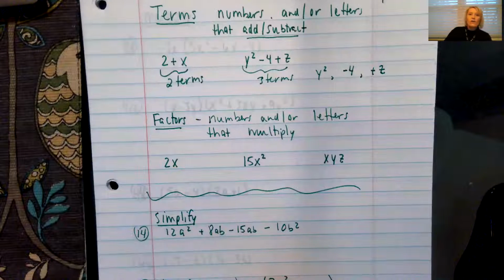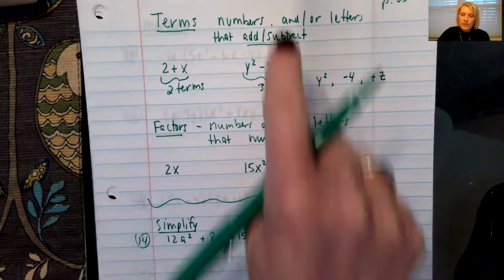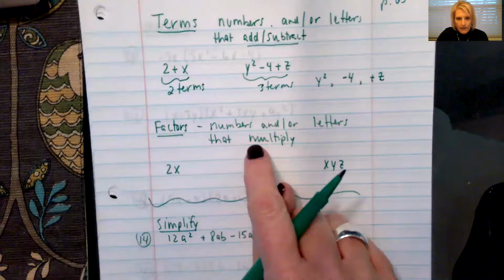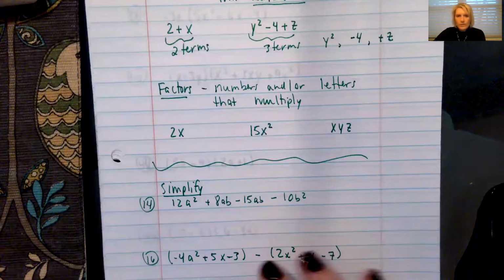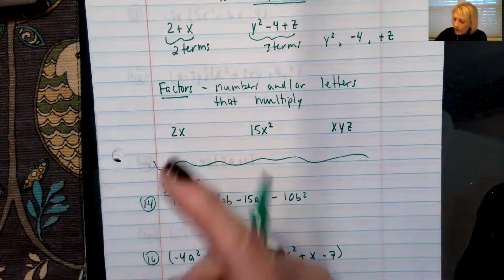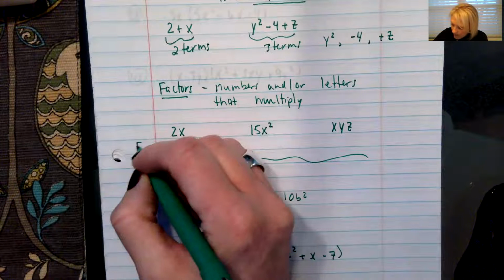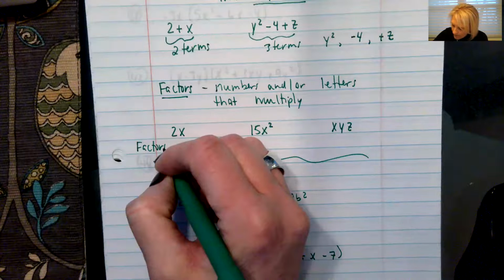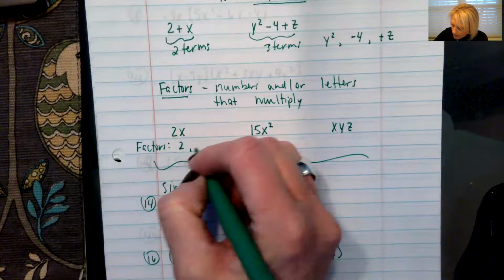Factors are numbers and or letters, so that's similar to terms, but they multiply. Okay, so this was 2 plus x up here. This is 2 times x. So my factors are 2, x.